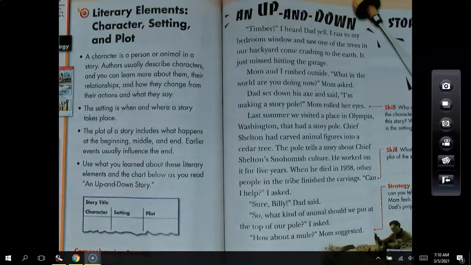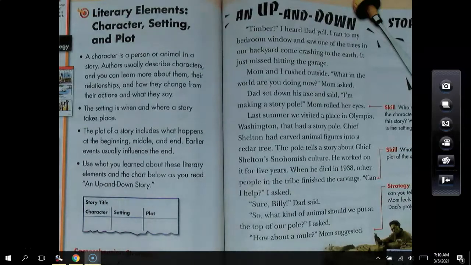Okay, go ahead and turn to page 408, 409 in your reading textbooks. So we're going to be talking about our target skill this week. And our target skill this week is called literary elements. Your teacher may have also taught and said the word story elements. It means the same thing. Now we have already talked about literary elements earlier in the year with a different story. So this should be a little bit of a review for you.